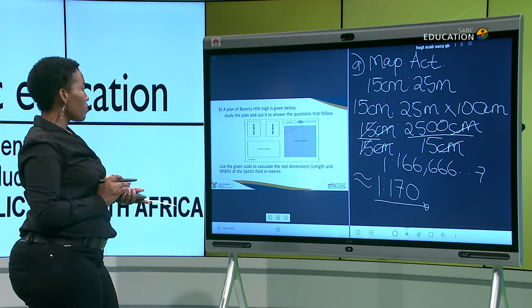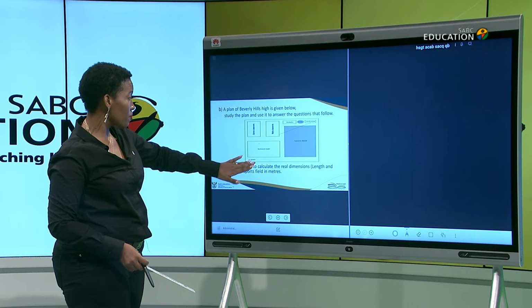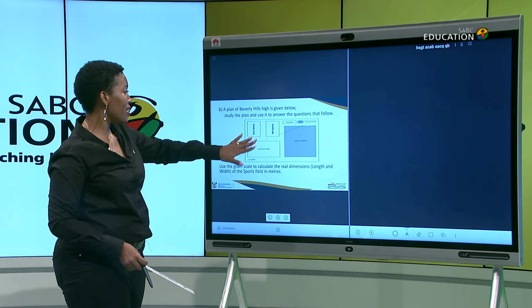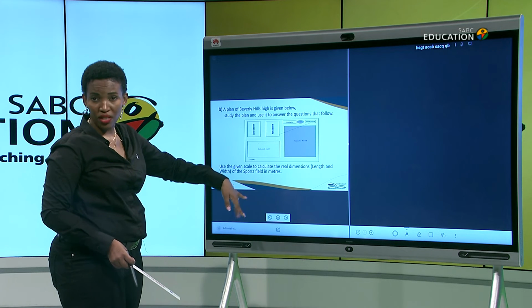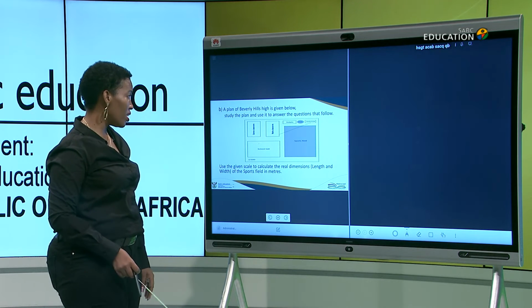And then B, we have a plan of Beverly Hills High that is given below. We need to study the plan and use it to answer the questions that follow. So here is our plan. Let's quickly analyze the plan. The first thing I can notice is that we are given a scale. The scale is 1 is to 500. We have the school hall, the science class, the toilets, the sports field, and the trees. That is the schoolyard of Beverly Hills High.